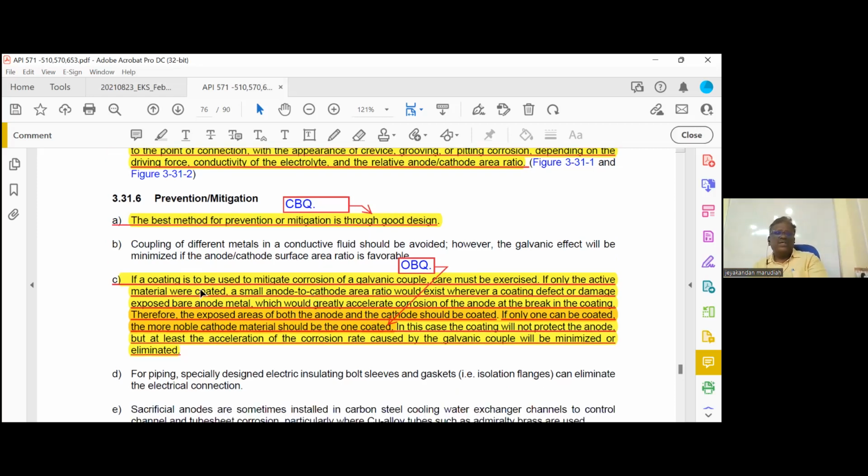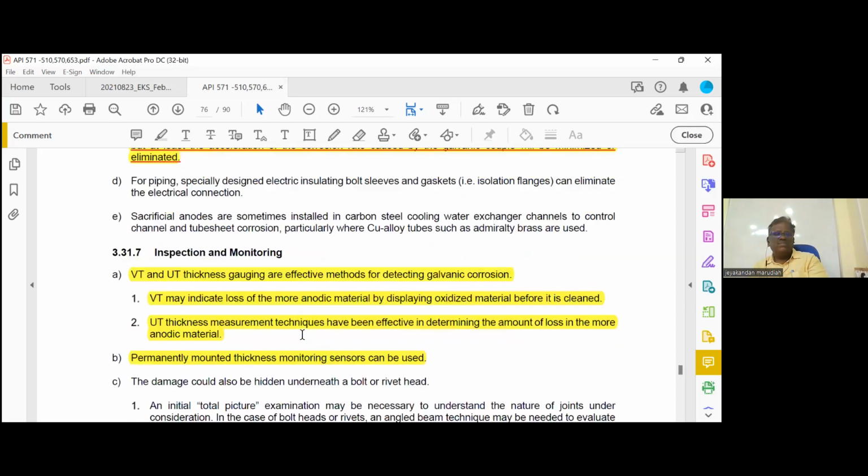So highlight this: if coating is used to mitigate galvanic corrosion, care must be exercised. Then highlight this line: the exposed areas of both the anode and the cathode should be coated. If only one can be coated, the more noble metal should be coated. That is important. So the more noble one, which you want to protect, you have to coat it.